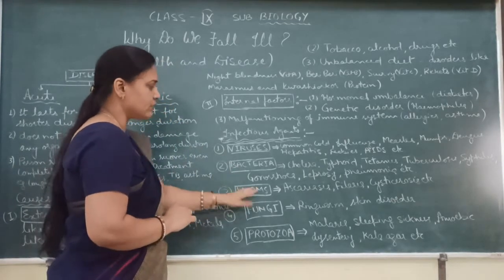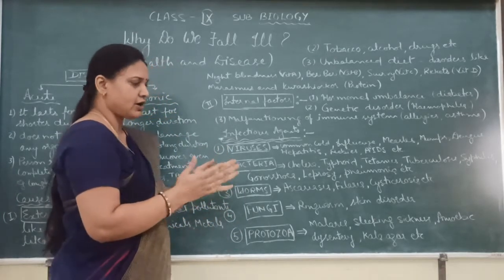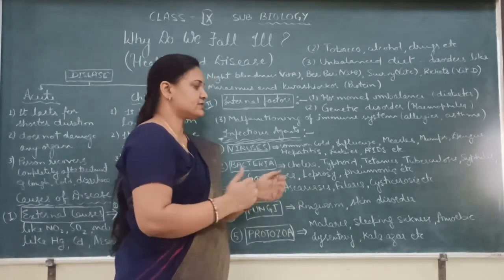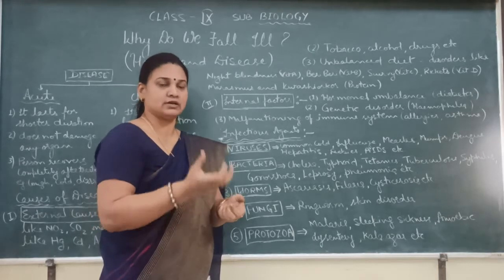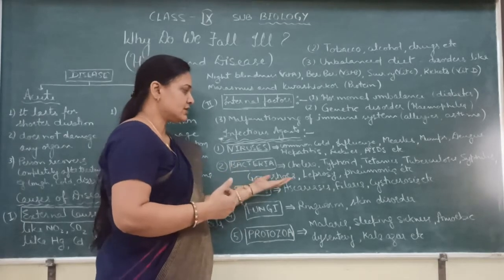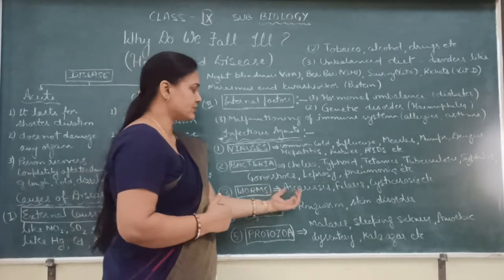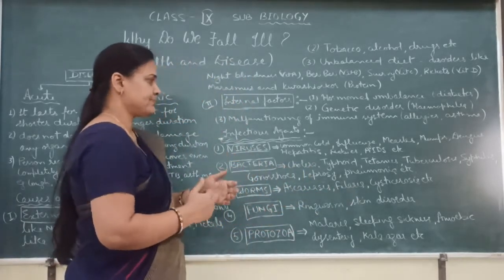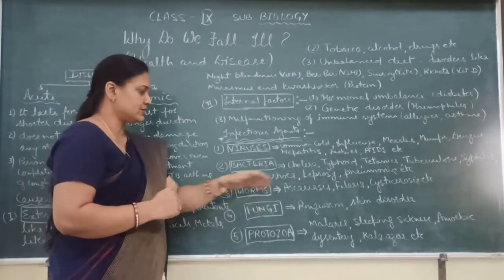Now the third one is worms. Worms or helminthes. They may be roundworm or flatworm, like Ascariasis. Ascariasis is the disease in which Ascaris, the roundworm, enters the intestine, and they can cause digestive disorders and abdominal pain. This is known as Ascariasis. Then Filariasis and Cysticercosis. So these are the worm diseases.